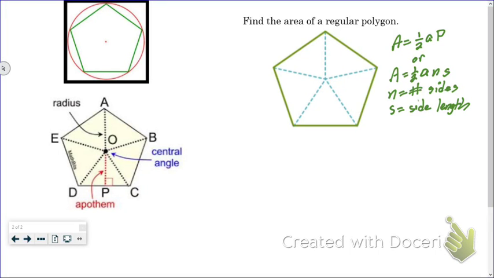I'm making this video as a quick tutorial for how to find the area of a regular polygon. Now on the left, there are some basic vocabulary terms that everybody needs to be familiar with.